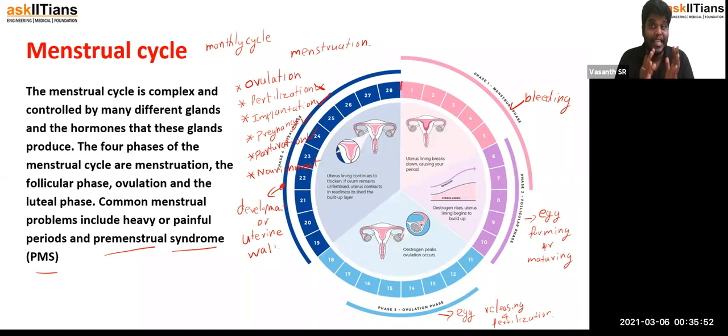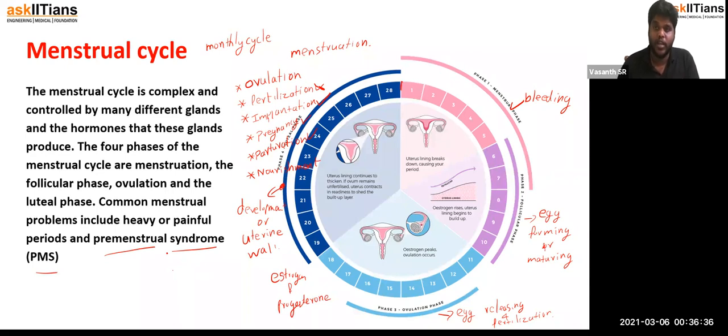So menstrual cycle is a monthly cycle, or a periodical cycle, that happens where upon failure of fertilization and implantation, the uterine wall, which was preparing itself for the implantation after fertilization, will shed. That's what is called the menstrual cycle. It is complex. Why is it complex? Because it is not controlled by any mechanical tissue. It is just controlled by hormones. So the hormones involved are estrogen and progesterone.